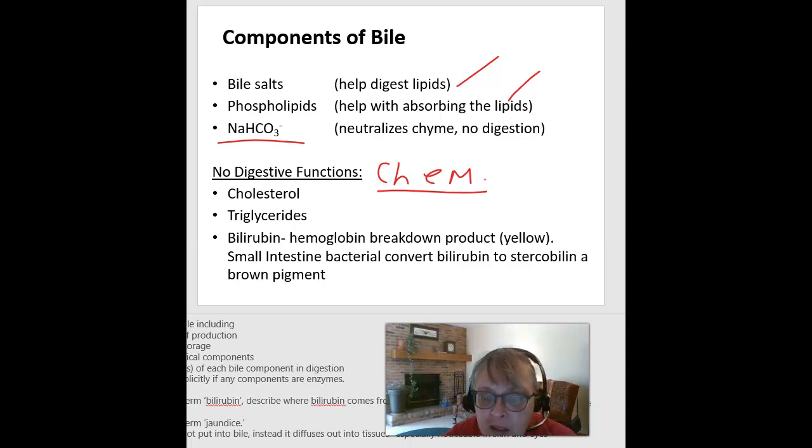In fact, bile is the one way that the liver can rid the body of excess cholesterol and excess triglycerides. And then, of course, when we talked about the circulatory system way back when we were doing blood, bilirubin is made, and that's present in the bile as well.